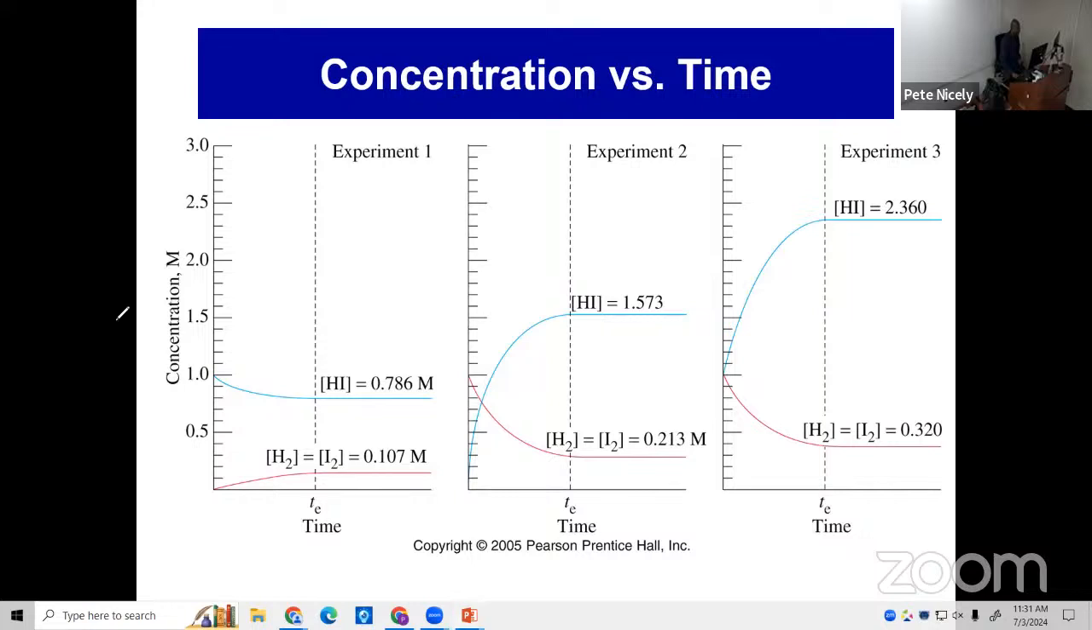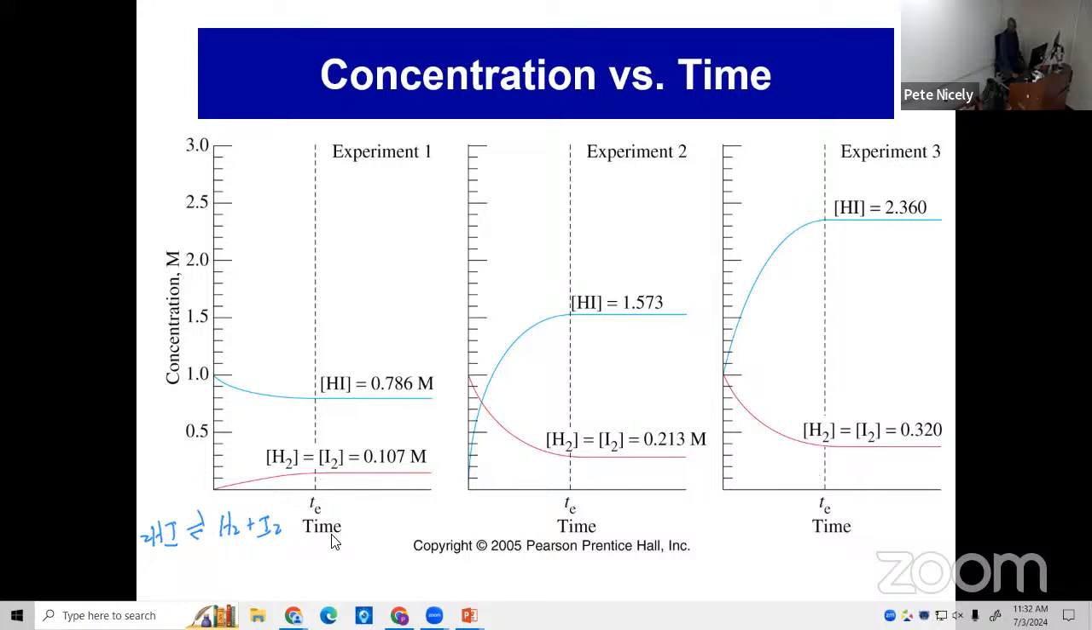The equation I'm about to write here is the equation for the reaction of hydrogen iodide to form H2 and I2. And to balance this, we need a 2 here, right? So that's the equilibrium system that we're looking at here in terms of looking at the changes in concentration. All right, so let's look at each of these graphs, starting with experiment 1.